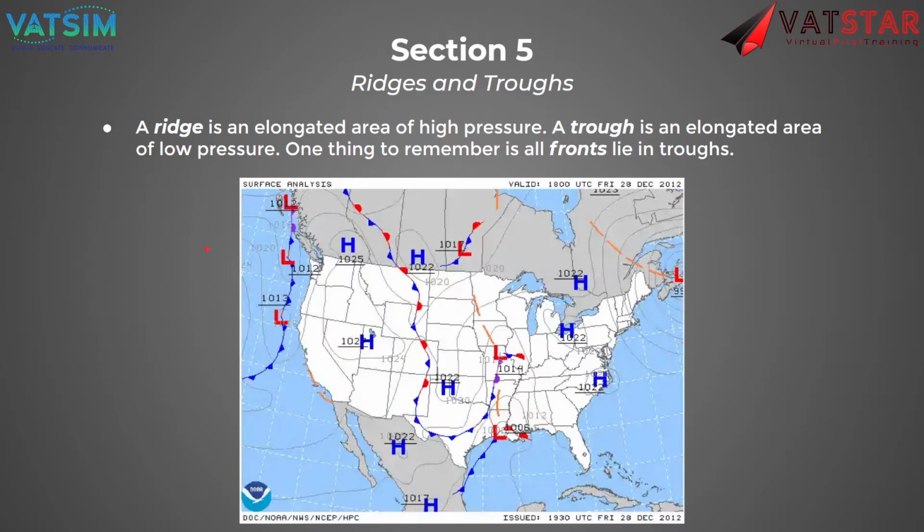Now, we're going to talk about fronts in a little bit, and fronts are basically the boundaries between air masses, and those are always in troughs. Here you can see we have a front, which is in this trough. And here we have another front, and it's in a trough.